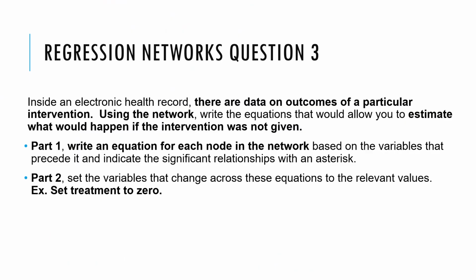So to get us started, we'll review the question that we have to answer. Inside an electronic health record, there are data on outcomes of a particular intervention. Using the network, write the equations that would allow you to estimate what would happen if the intervention was not given. First, write an equation for each node in the network based on the variables that precede it and indicate the significant relationships with an asterisk. Second, set the variables that change across these equations to the relevant values. For example, set the treatment to 0.